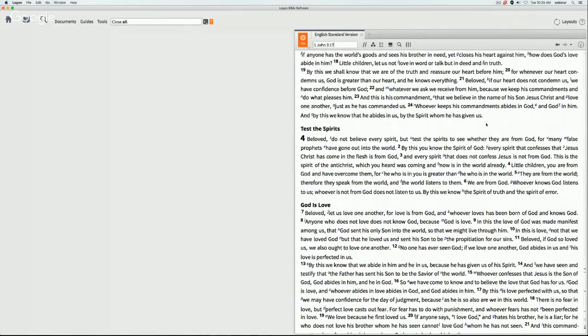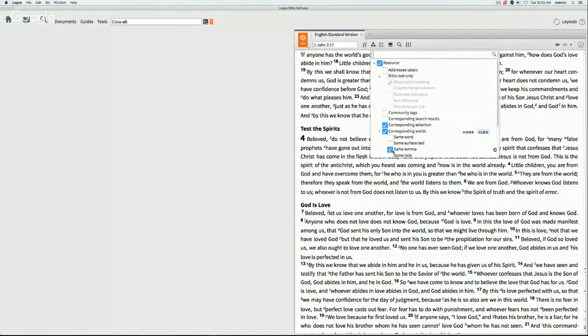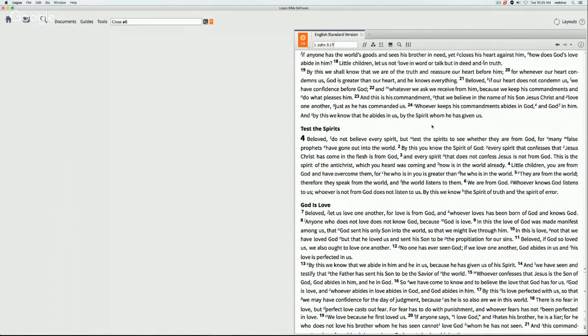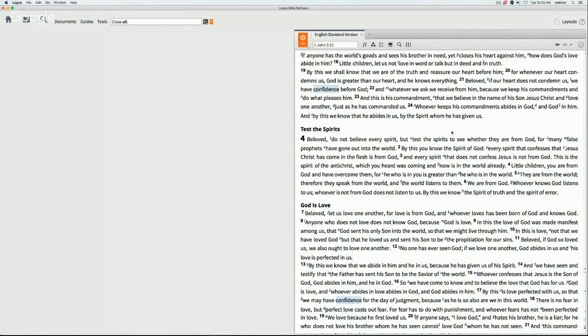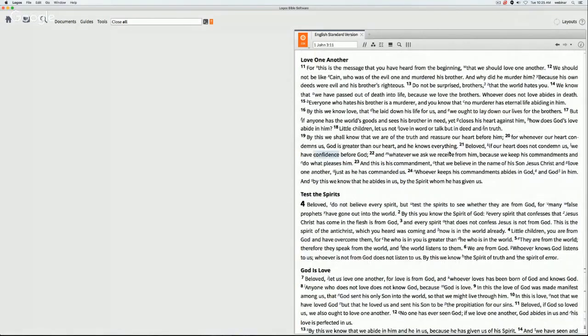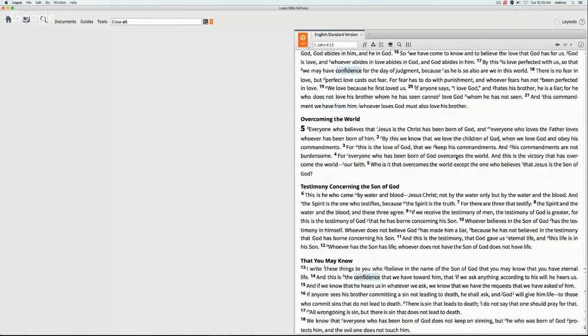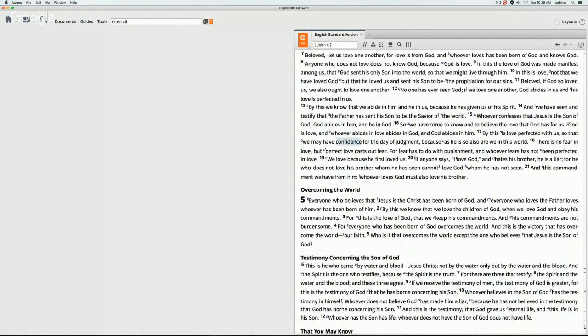Okay, so again, we're looking for repeated words here. I've got my corresponding words selected on lemma. And I've already clicked around in this passage a little bit, and I found this word here, confidence, seems to occur over and over. In fact, it also appears in chapter 2, in chapter 3, chapter 4, and chapter 5. He keeps coming back to this idea of confidence.